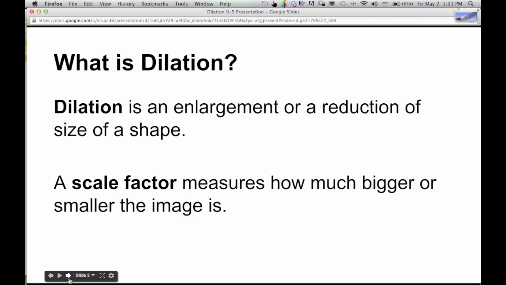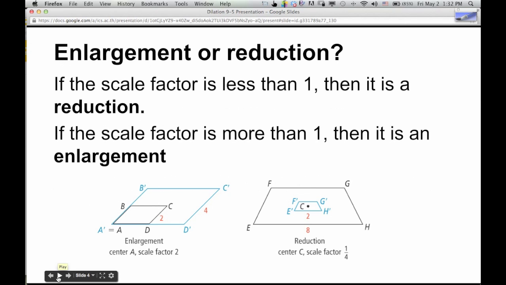So, what is dilation? Dilation is an enlargement or reduction of the size of a shape. Remember that dilation does not only mean enlargement, but it can also mean the image is reducing in size. The scale factor tells how much bigger or smaller it is. So, how do you tell this? If the scale factor is less than 1, then it is a reduction. And if the scale factor is more than 1, then it is an enlargement.